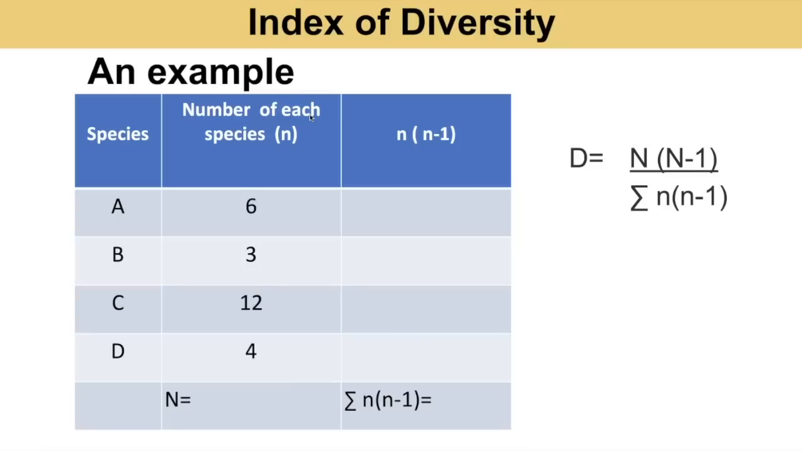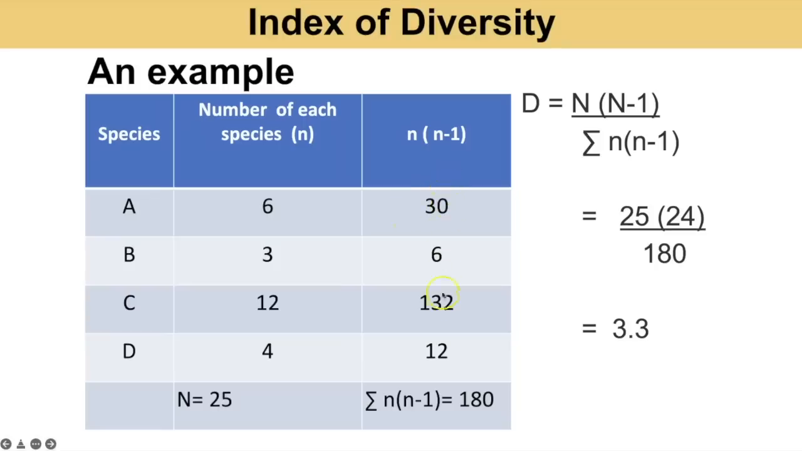So here's an example. If you want to have a go, pause the video now and write it down and then have a look at the answer. If not, let's go through. So the first bit of the formula we're going to look at is the lowercase n times n minus 1. So that would be 6 as our lowercase n, the population size of species A. And n minus 1, that would be 5. 6 times 5 would be 30. So we then do that for all of the others. And we need the sum of that. So the sum of that column is 180. Capital N, we said, was the total number of all individuals. And in this example, it's 25. So 25 times 24 divided by 180 is 3.3.